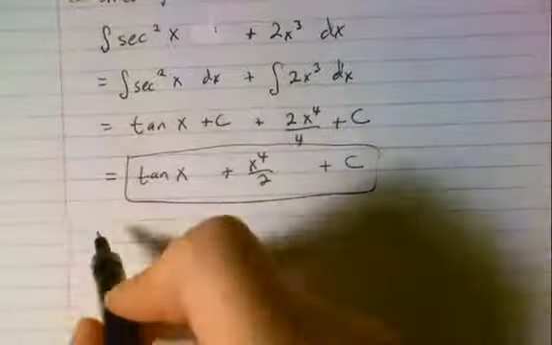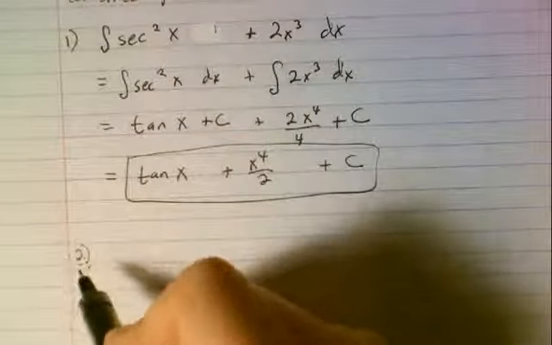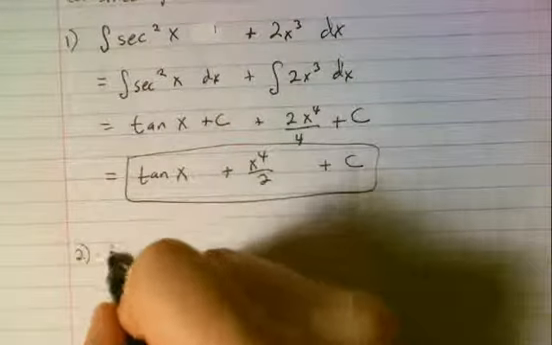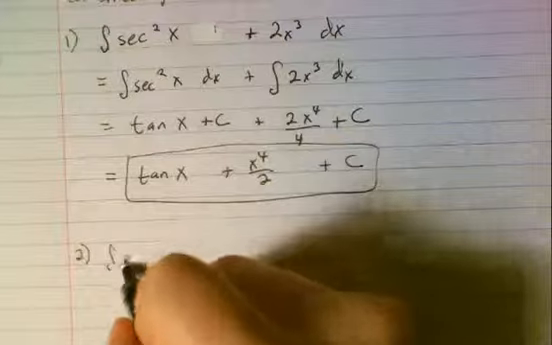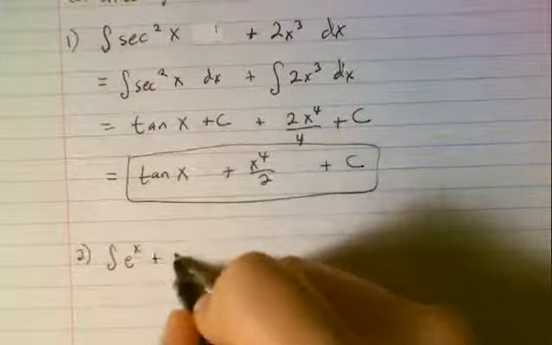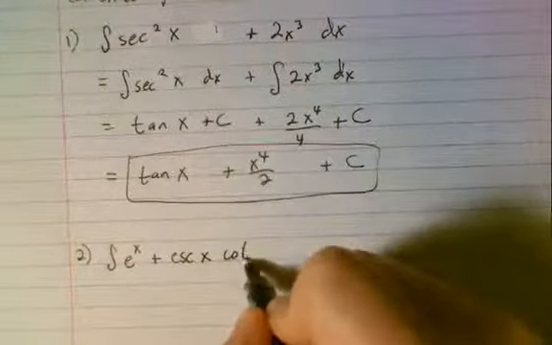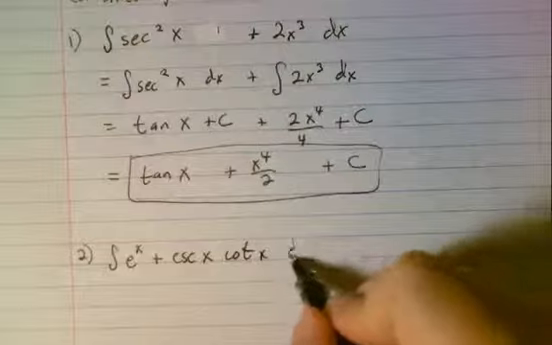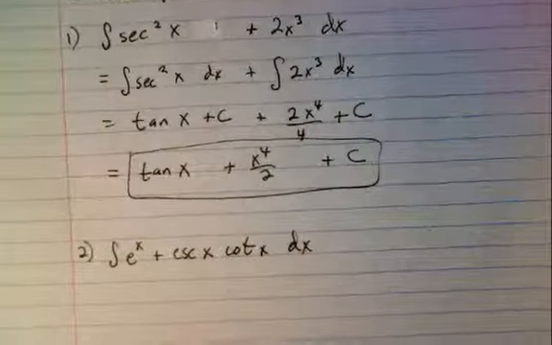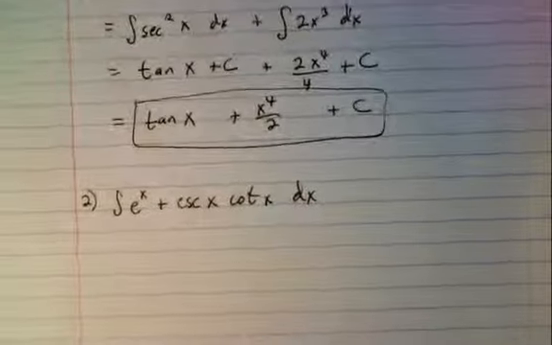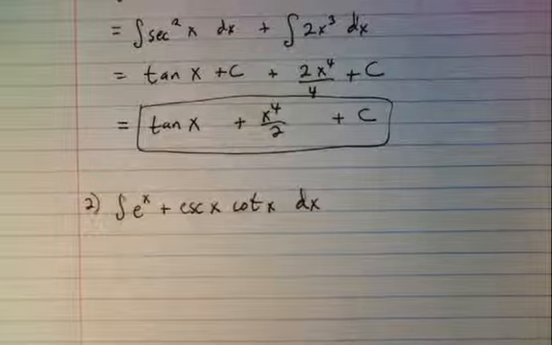One final problem, then we're done. That was problem 1. This is problem 2. Go ahead and try this one on your own. We want to find the antiderivative of e to the x plus cosecant x cotangent x, and our variable is x. Try that one on your own. Pause the video now, and restart the video when you're ready.